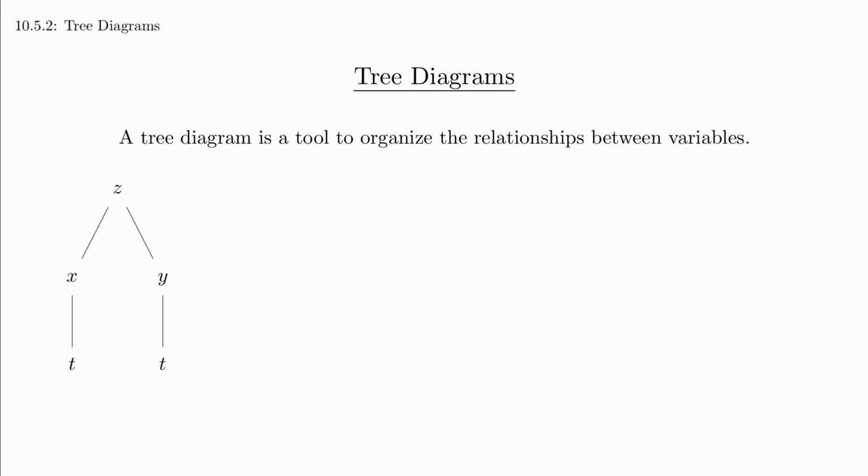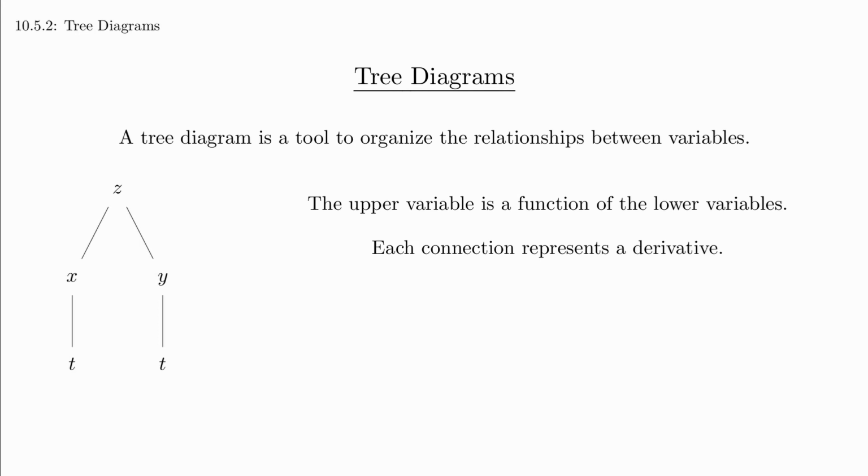Here's a tree diagram for the function we were just working with. Notice that z is at the top, and that z is a function of x and y. This is the statement that our altitude depends on our location. But we can see that x and y are functions of t. This is the statement that our position depends on what time it is. So as we read down the tree, the branches show us the variable dependencies.